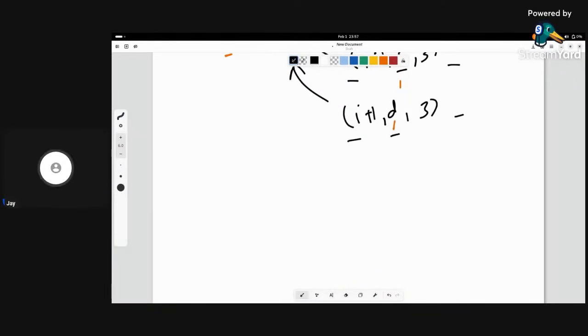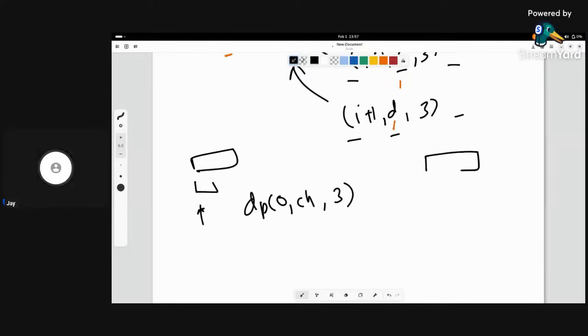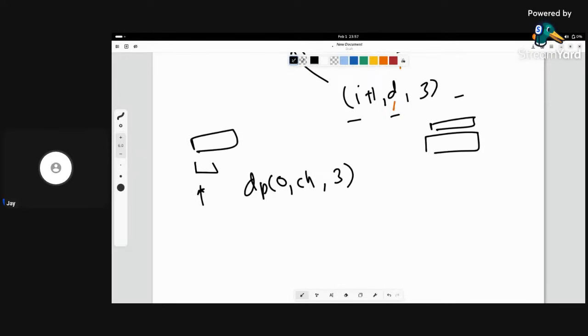And finally, when we are done with all the things, you look at the DP array at the first place, DP of 0, some character, and count of at least 3. So you want the first block to have a size of at least 3, and you have to initialize it in such a way that the last block has a size of at least 3. So you could set all other things to infinite, and the last block would have size of at least 3.